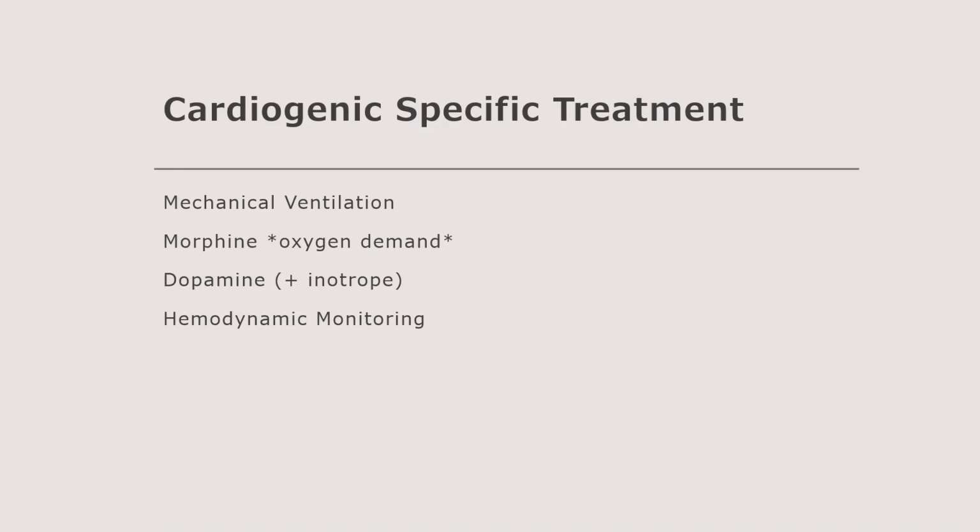Number two, it'll actually improve renal or kidney perfusion. And number three, it improves cardiac output. So dopamine is our go-to for cardiogenic.